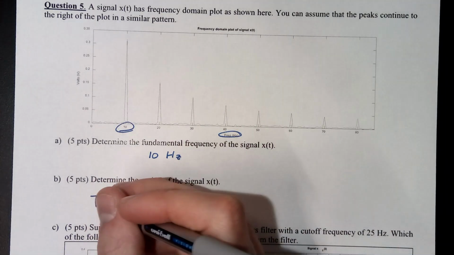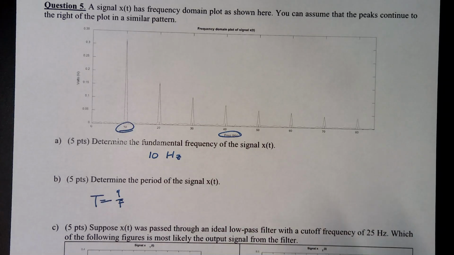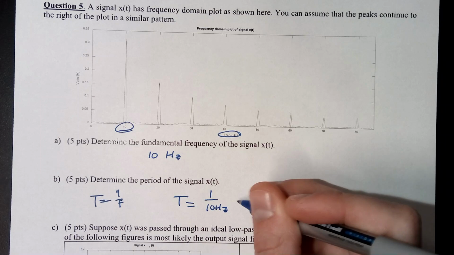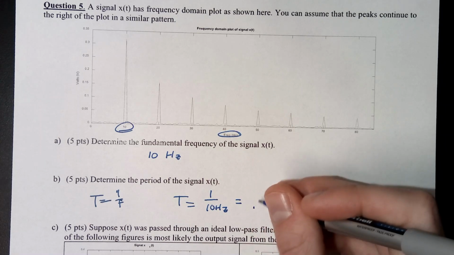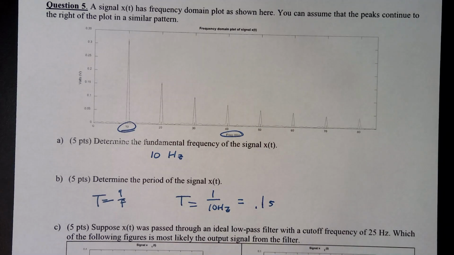Determine the signal period. Well, T is 1 over F, and that's going to be using the fundamental frequency. So T is equal to 1 over 10 hertz, which means that is every 0.1 second, right? Because we have 10 cycles per second. That means each of these waves needs to happen every tenth of a second.